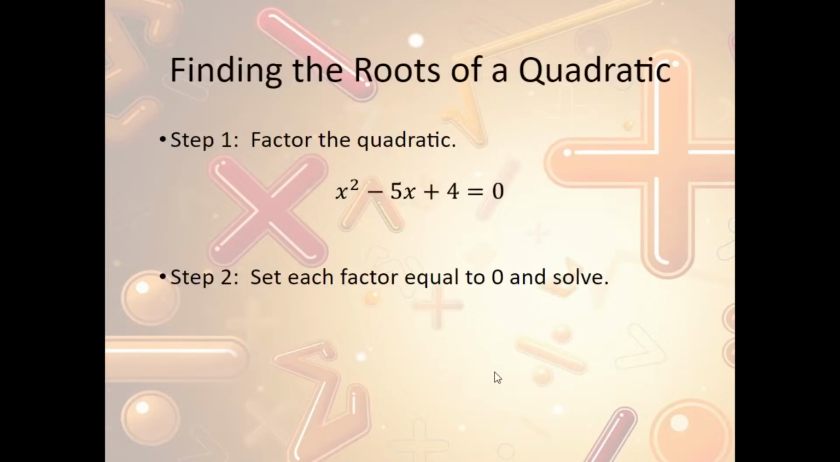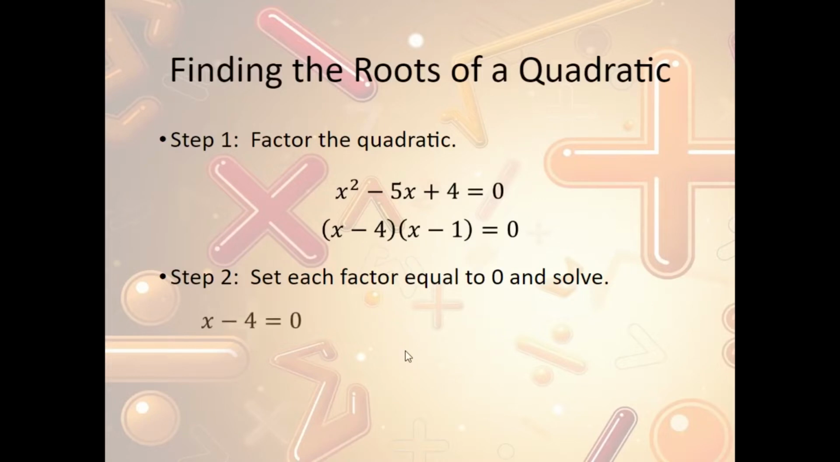So how do we find the roots of a quadratic? Well, the first step is factor the quadratic. So factor it any way you can, and then solve for the roots. So when we get here, we have x squared minus 5x plus 4. We would use our magic x, and once we do that, we should see that x minus 4 times x minus 1 is equal to 0. So we factor this out.